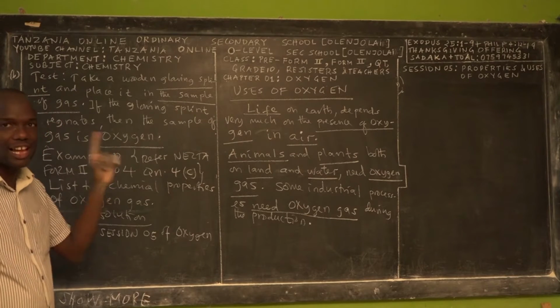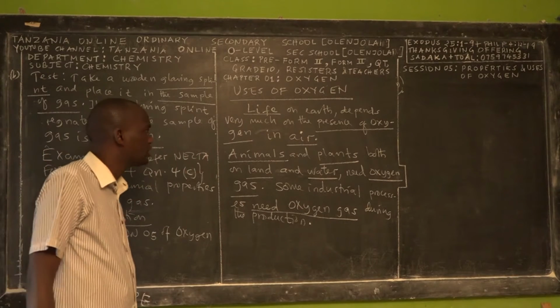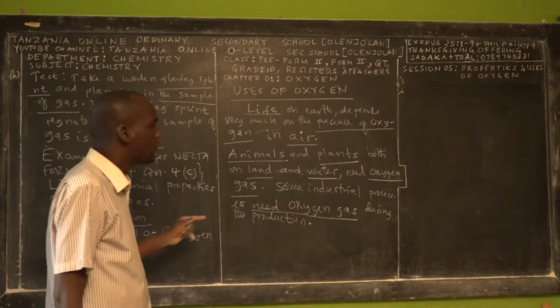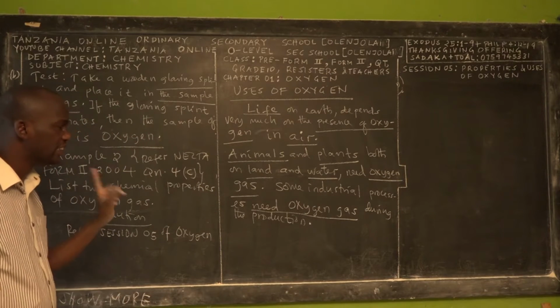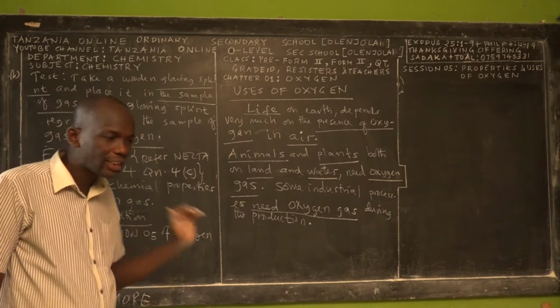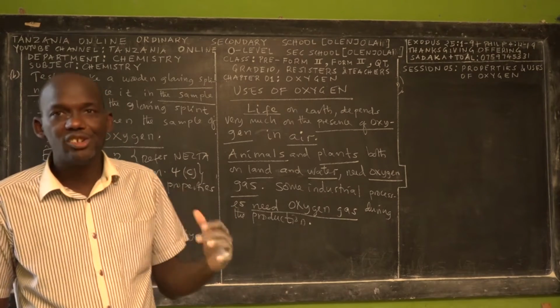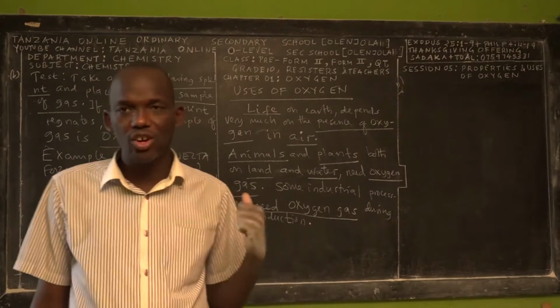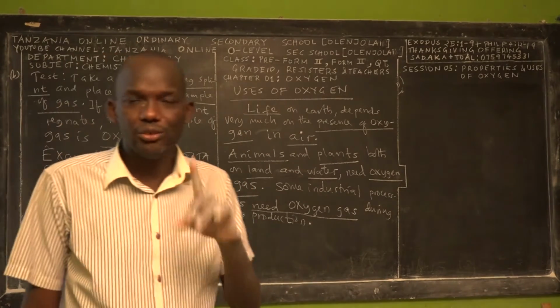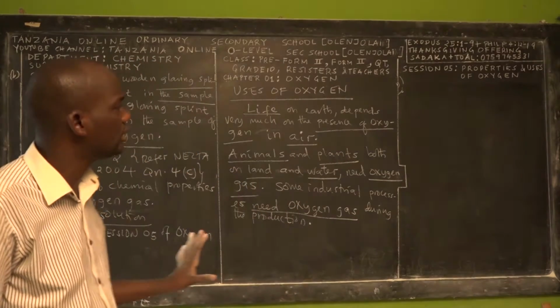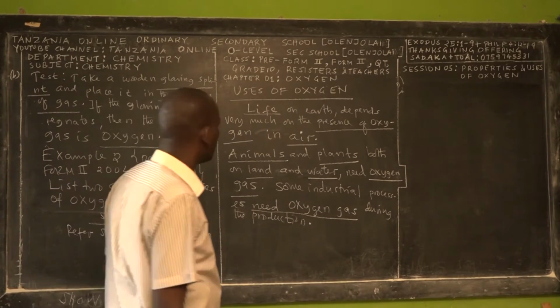So as I've introduced it to you, this is just an introduction. Life on Earth depends very much on the presence of oxygen in air. So the atmosphere should contain oxygen in order to support life of the living organisms, including myself and yourself. If you have any question about uses of oxygen, you can ask me in the comment section, please.